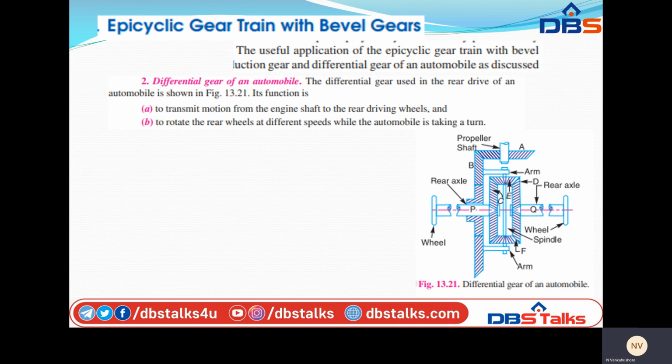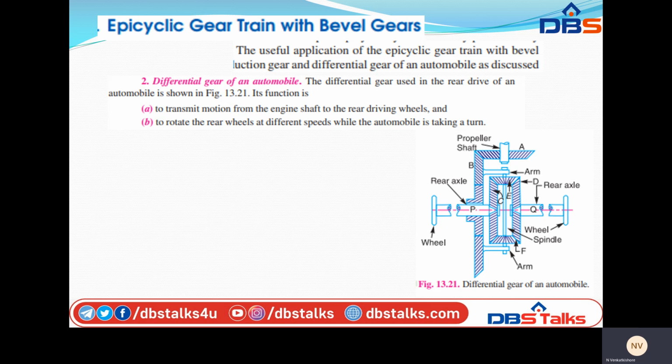So here the diagram shows the differential gear system in an automobile engine. What is the function of the differential? That is to transmit the motion from the engine shaft to the rear driving wheels, and to rotate the rear wheels at different speeds while the automobile is taking a turn. So what is the purpose of the differential? It transmits motion from the engine shaft to the driving wheels, that means the rear driving wheels. The drive is always in the rear only.